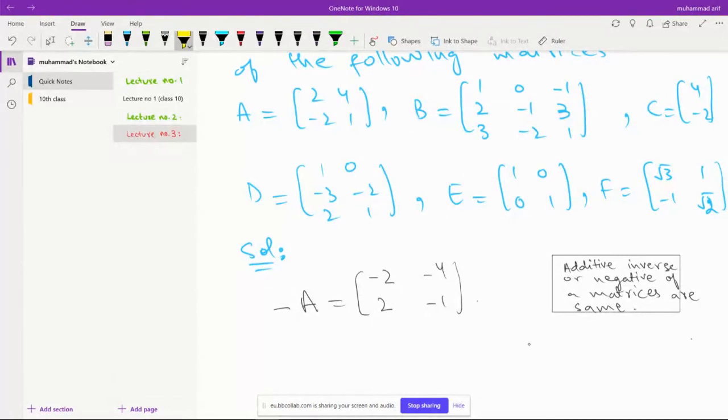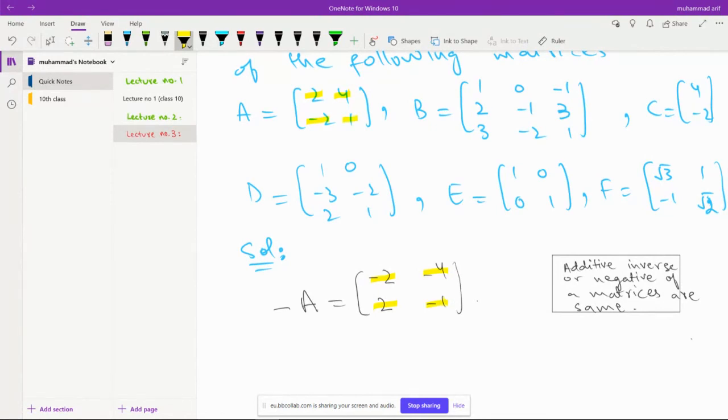Here we see that in matrix A, the first element is 2. Now we change the sign of the first element, it becomes negative 2. In matrix A, the second element is 4. Now we change the sign, it becomes negative 4. The third element is negative 2, it becomes positive 2, because we change the sign of the element. And the fourth element is 1, it becomes negative 1.